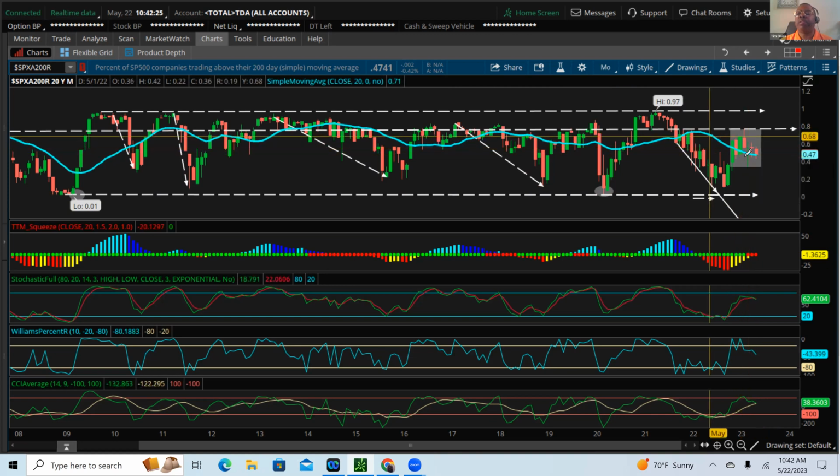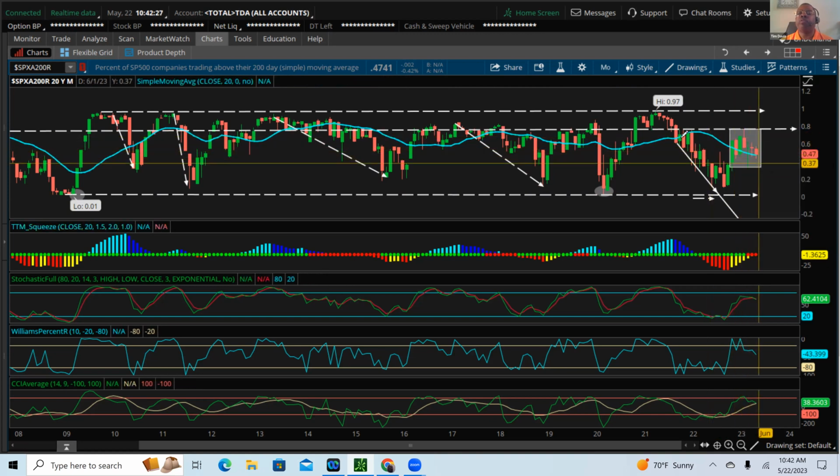So pay attention to this as we continue to go throughout the rest of this year, and pay attention to the moving average line and see when it starts to reverse and turn back up. All right, hopefully that helps out just a little bit.